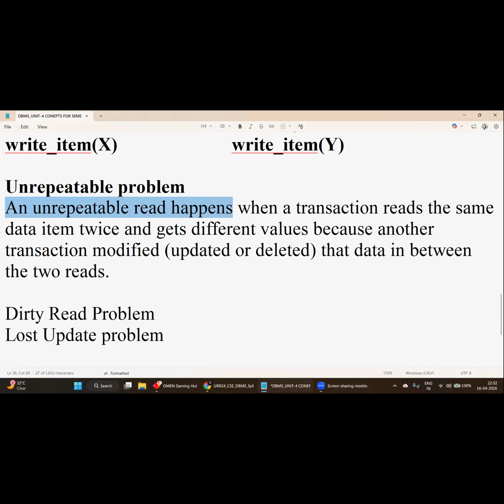Here, unrepeatable read happens when a transaction reads the same data item twice and gets different values because another transaction modified, updated, or deleted the data in between the two reads. See, this is the example: if T1 reads a value and T2 again reads the same value, even though it was updated, deleted, or modified, the same or incorrect value is read. So the unrepeatable read happens. The modified value should be read by the T2 process. This is the unrepeatable read problem.